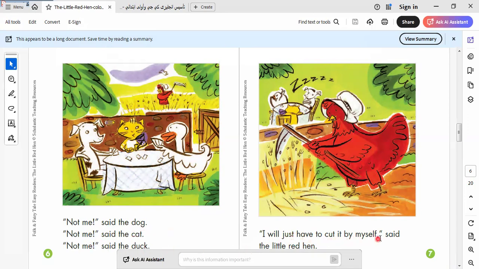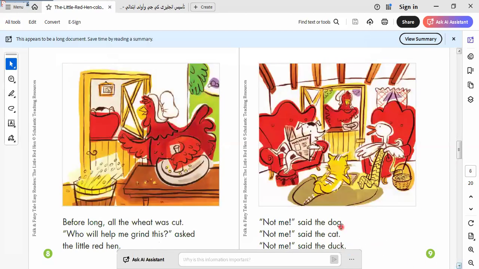I will just have to cut it by myself. So the hen depended on herself, without help from the duck or the cat or the dog. I will just have to cut it by myself, said the little hen. But the little hen at the end is kind, because she lets them eat the cake that she made.